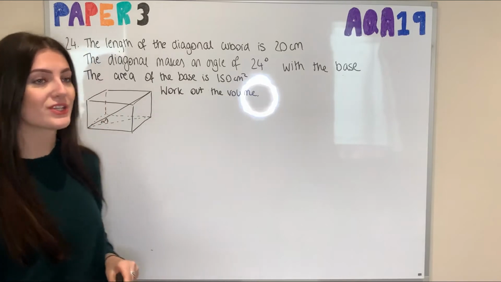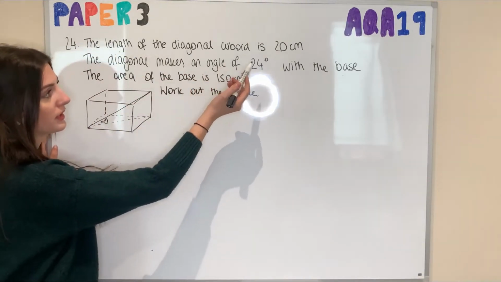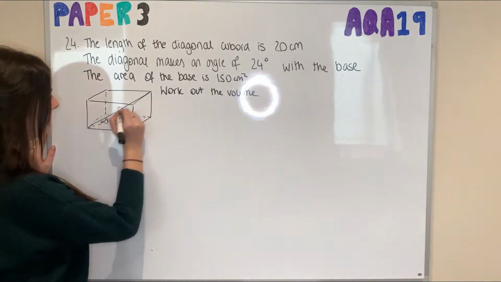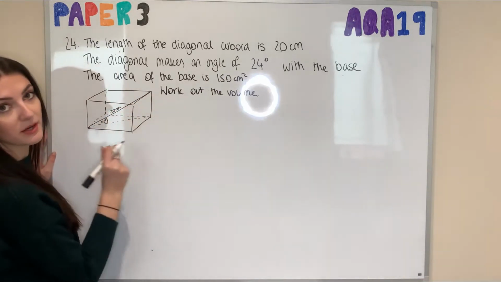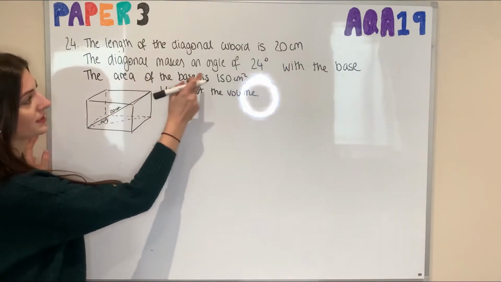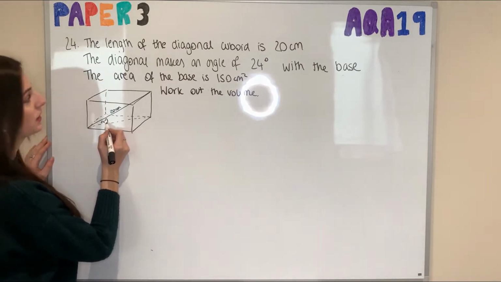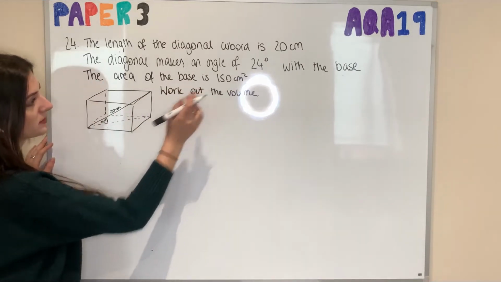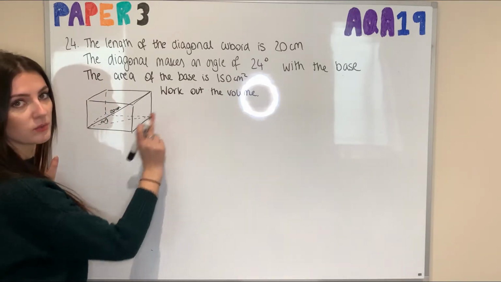Let's start with question 24. We know that the length of the diagonal of the cuboid is 20 centimetres, so we can mark that on our cuboid. The diagonal makes an angle of 24 degrees with the base. We already have this angle here. The area of the base is 150 centimetres squared, and we need to work out the volume of our cuboid.